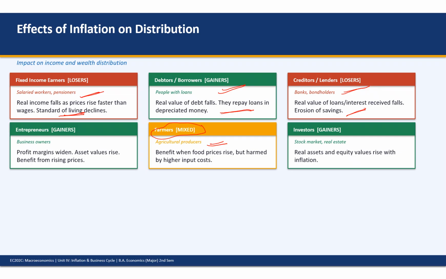And the sixth, the investors in real assets such as shares, land, real estate, or property often gain because asset values rise during inflation. So the basic conclusion is that inflation often redistributes income from the fixed earners and creditors towards the debtors, entrepreneurs, and asset holders. This is why inflation is also a problem of equity and social justice.